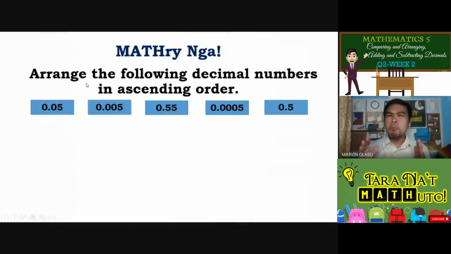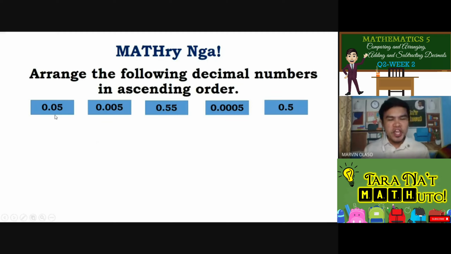Must try nga! Now, arrange the following decimal numbers in ascending order. Do you still remember the word ascending? Ascending means it's increasing, starting from the least value going to the greatest value. Now, if you want to try it, pause it now. 1, 2, 3, come on! Alright. Kapag pinalay mo na ito, ibig sabihin you are done. Let's compare and check your answer.